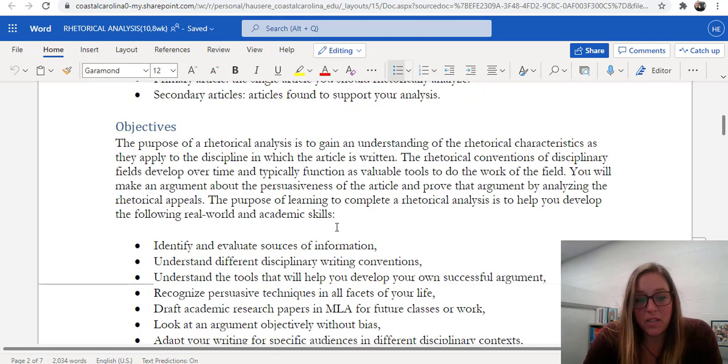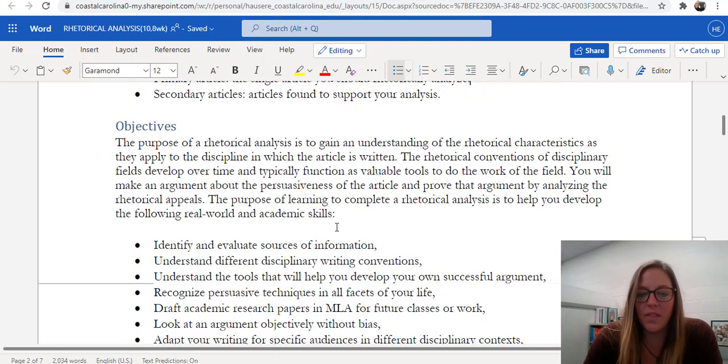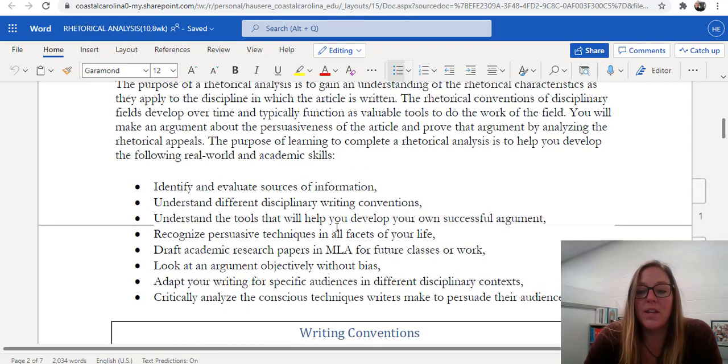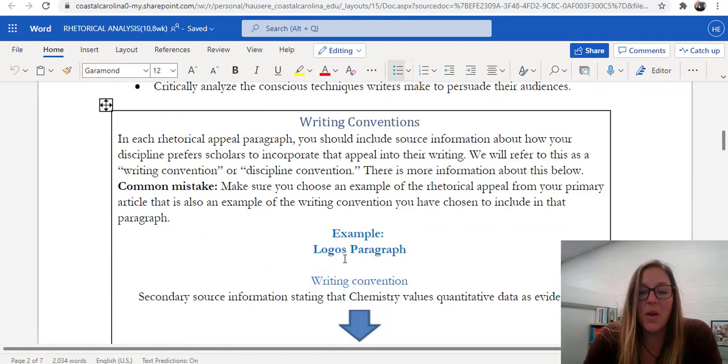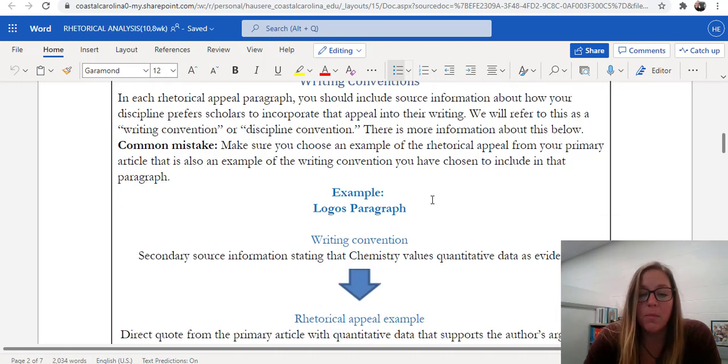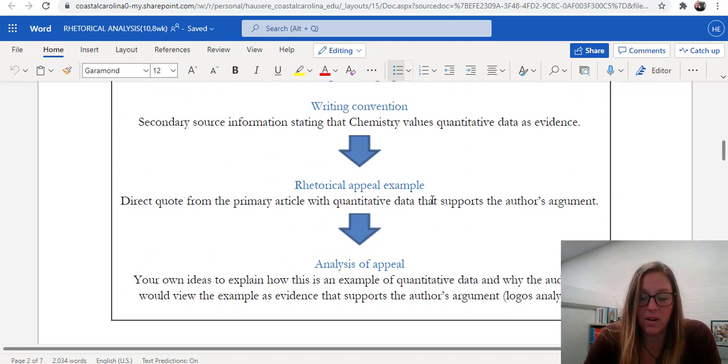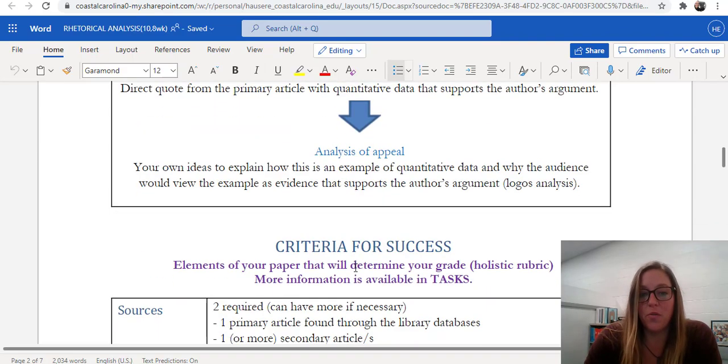Here are the objectives of the assignment. And the purpose of learning to complete a rhetorical analysis is to help you develop real-world and academic skills. So you'll be using all of these skills in the future, whether that's in your future classes at Coastal, at a four-year university, or in your future career. I also have a video about writing conventions and how you're going to incorporate those into your rhetorical appeal paragraphs, but please read through this example here. I'm not going to go over it right now.